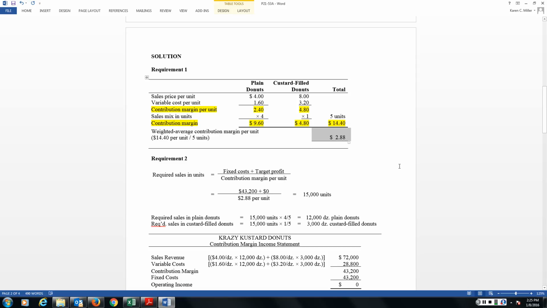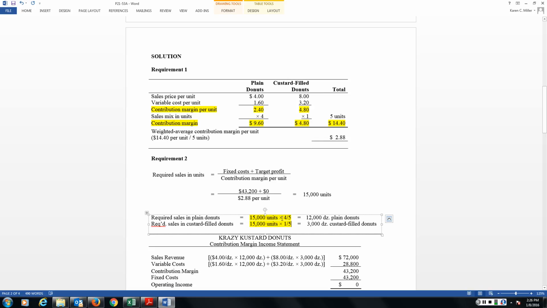So in order now to calculate break even, I simply take my fixed cost with a target profit of 0, since we're doing break even. I divide by my contribution margin per unit to come up with 15,000 units to break even. Okay, but be careful, okay? 15,000 plain and 15,000 custard filled? No, I need to sell 15,000 units, and remember, these units are in dozens, not individual donuts, but dozens of donuts. So that 15,000 needs to be allocated back out among my sales mix, which our text told us was 4-to-1. 4 dozen plain for every 1 dozen custard filled.